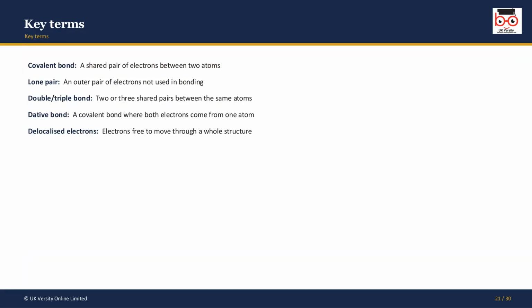Let's define the covalent terms. A covalent bond is a shared pair of electrons between 2 atoms. A lone pair is an outer pair of electrons not used in bonding. A double or triple bond is 2 or 3 shared pairs between the same 2 atoms. A dative bond is a covalent bond where both electrons come from one atom. And delocalized electrons are electrons free to move through a whole structure, as in metals.